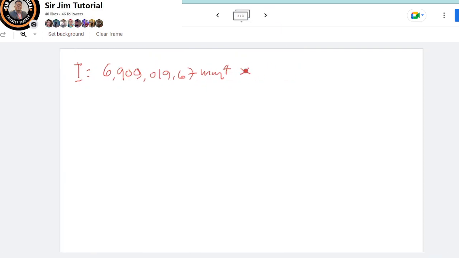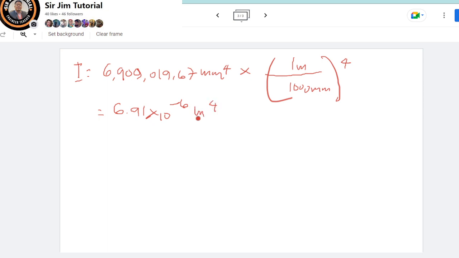So we can convert. We know that 1 meter is 1000 millimeters, raised to the power 4 so that we can cancel the millimeter. Thus, we can have 6.91 times 10 to the negative 6 meter to the power 4. Now we get the moment of inertia.